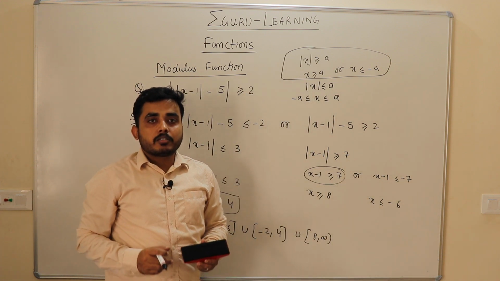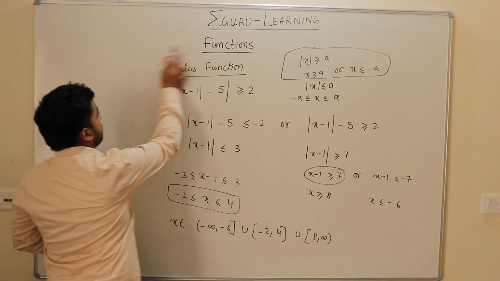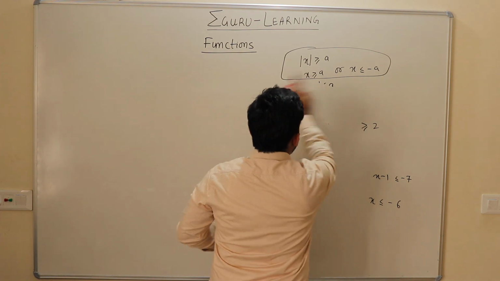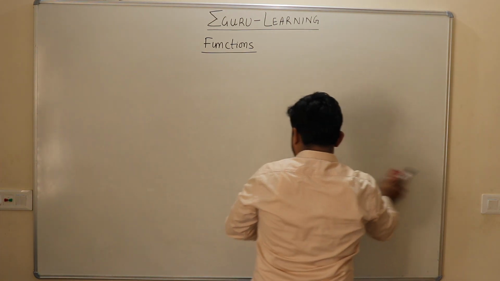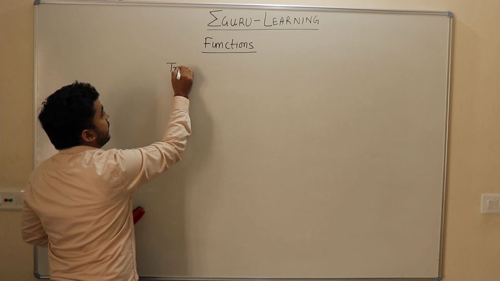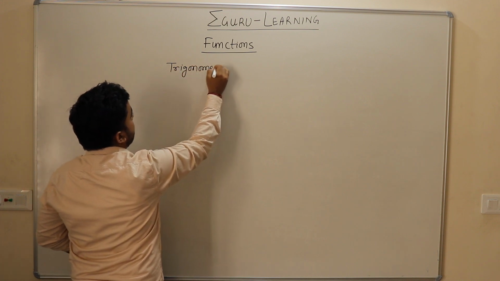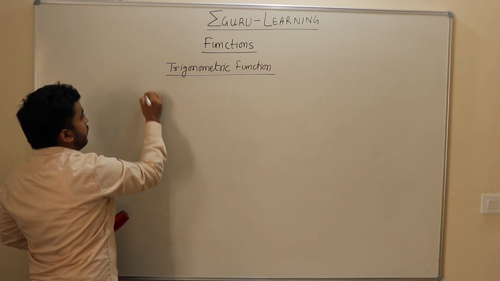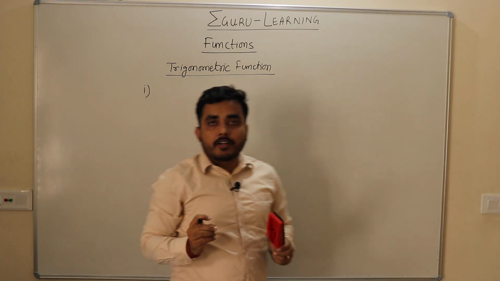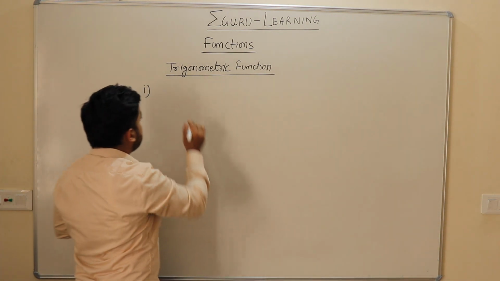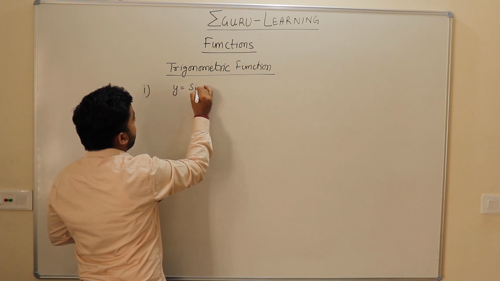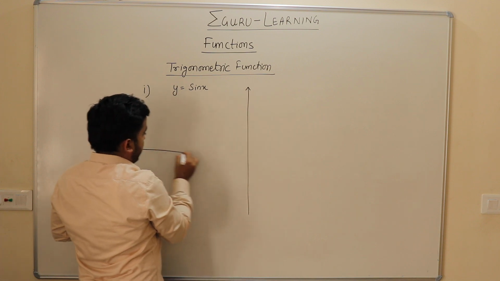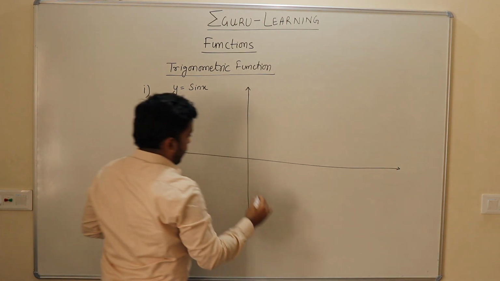Now let us talk about some trigonometric functions. So talking about trigonometric functions, the very first basic trigonometric function is y equals sine of x. Now let us plot the graph of y equals sine of x.